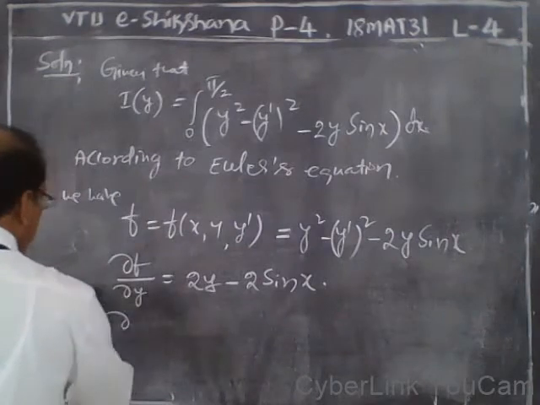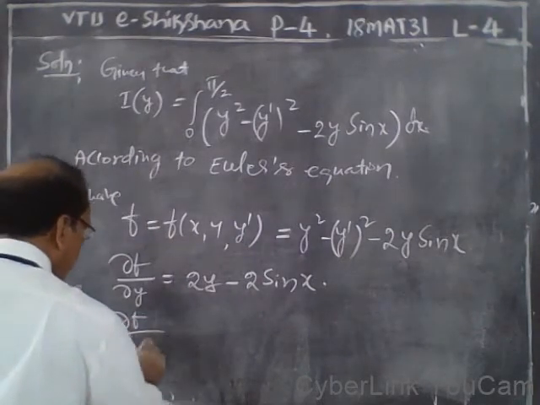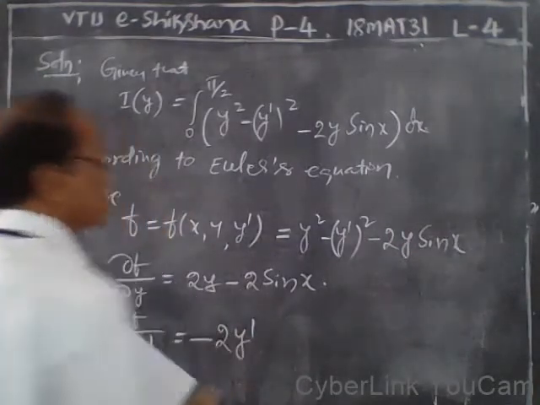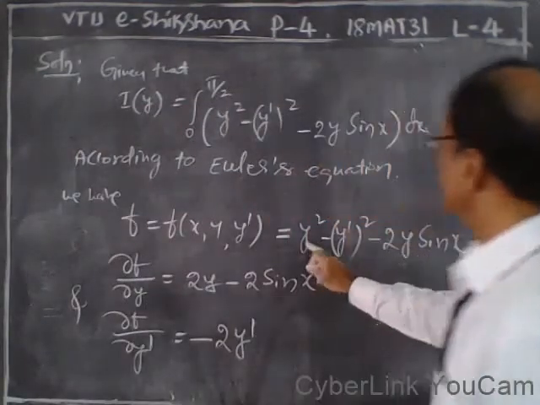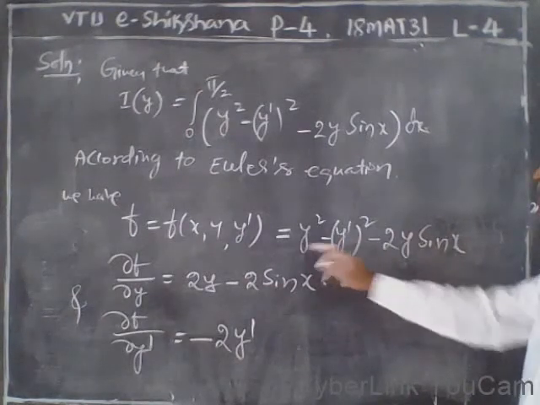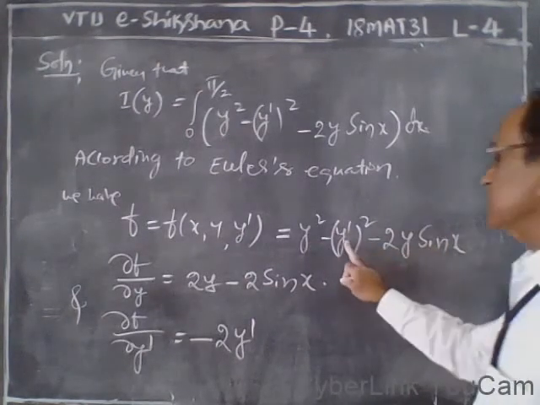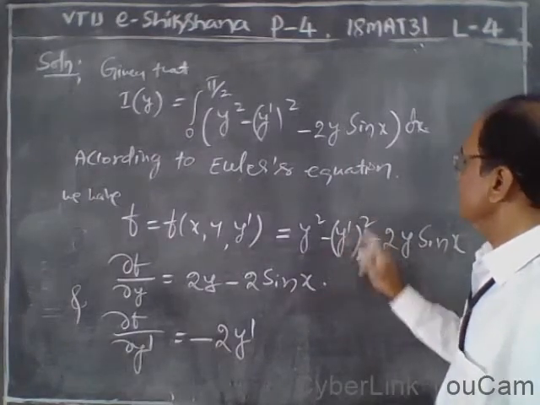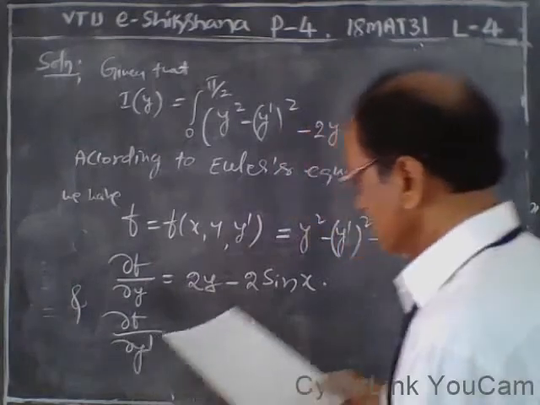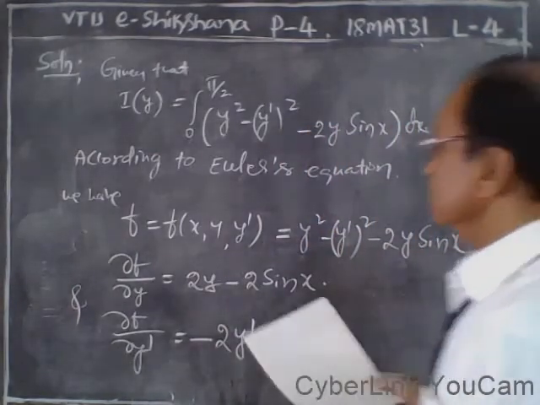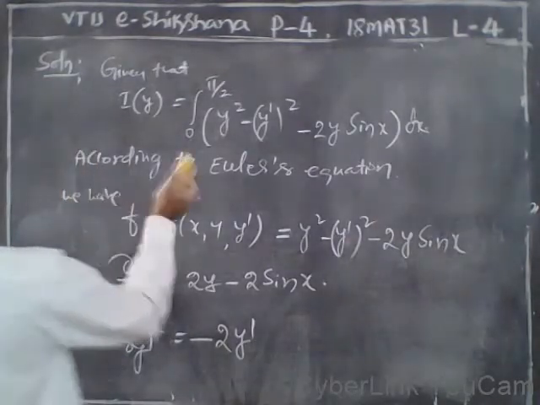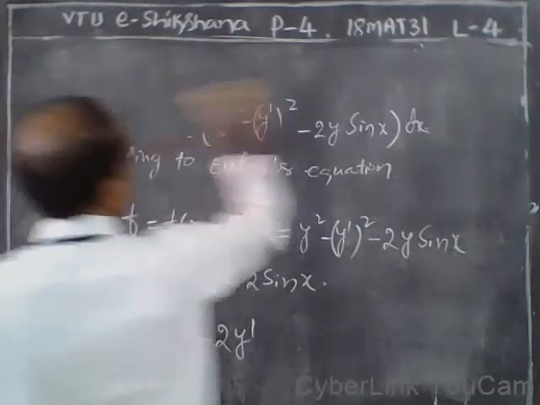And del f by del y dash is equal to minus 2 times y dash. The first term and third term do not contain y dash, so they are 0. Then differentiation of this is minus 2 times y dash. Afterwards, we substitute these values in the Euler's equation.